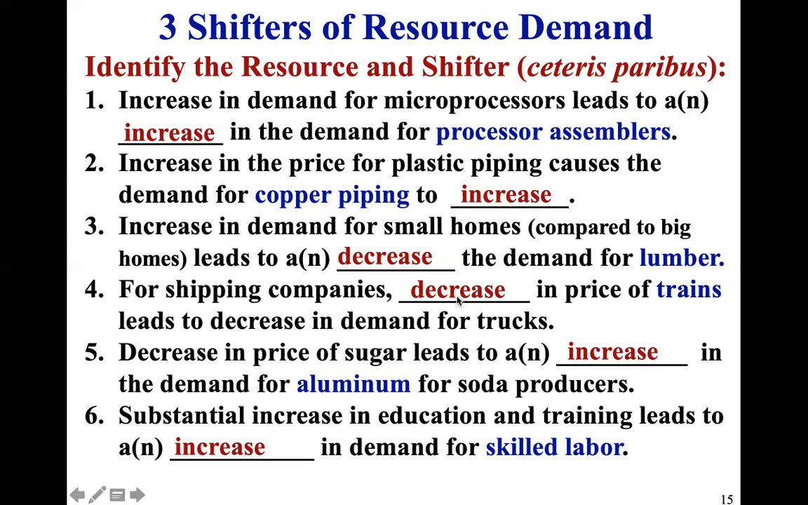Number 4, for shipping companies, a decrease in the price of trains leads to a decrease in the demand for trucks because those are substitute resources. Number 5, a decrease in the price of sugar leads to an increase in the demand for aluminum for soda producers because sugar and aluminum are complementary resources in the production of cans of soda. And then finally, number 6, a substantial increase in education and training leads to an increase in demand for skilled labor, right? So if you have more education and training, you're more productive. So those workers are going to see an increase in the demand for their labor.